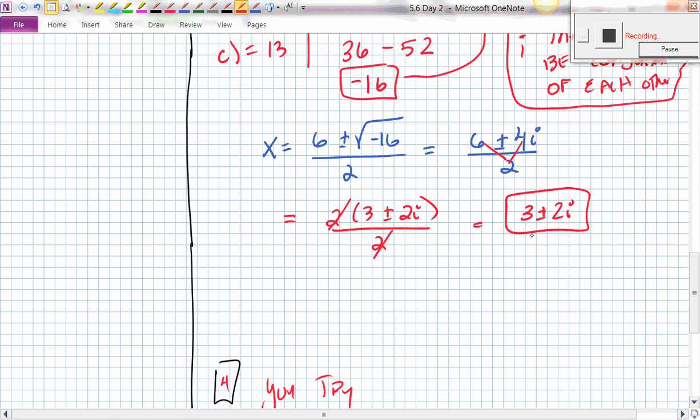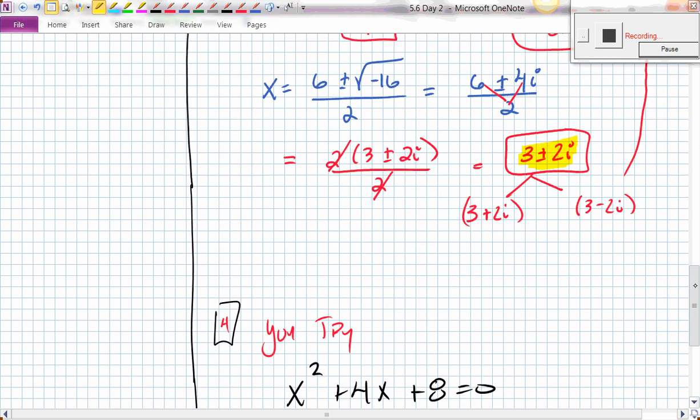And notice that those are conjugates of each other, right? One is 3 plus 2i, and the other is 3 minus 2i, just like the theorem said was going to happen. Okay, so there's your answer, 3 plus or minus 2i. Of course, that's a complex number. It's not a real number, but now we know how to solve quadratics with negative discriminants.